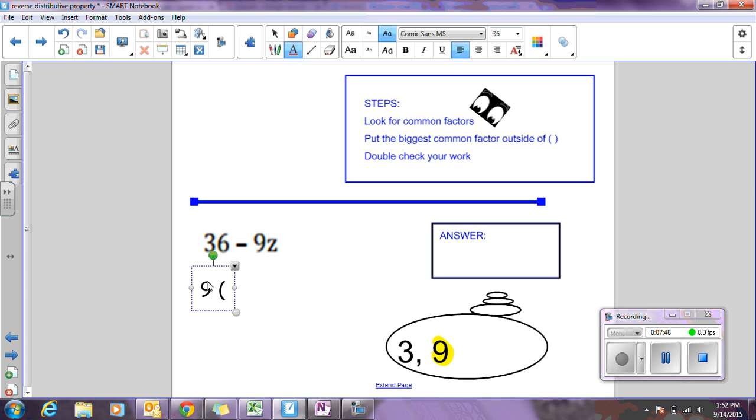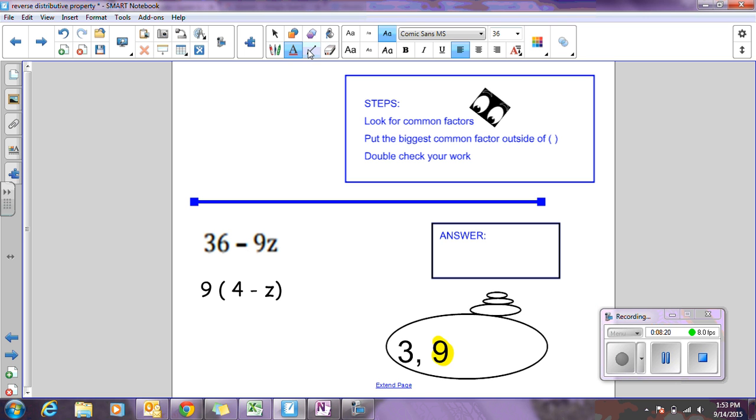9, parentheses, there's a minus, so I have to keep that. Okay, let's think. Oh, I should put z. 9 times something is 36. 9 times 4 is 36. 9 times something is 9z. I could put 1, but I also could just take that out, and that should be a final answer.